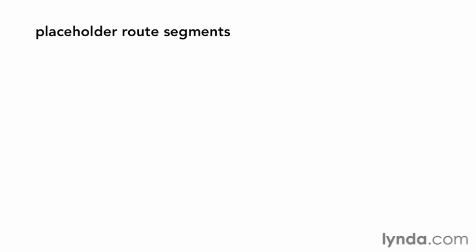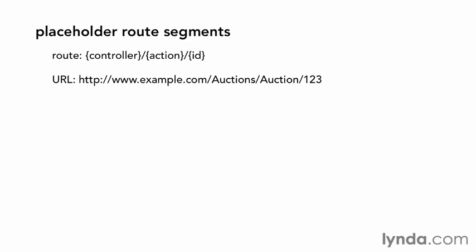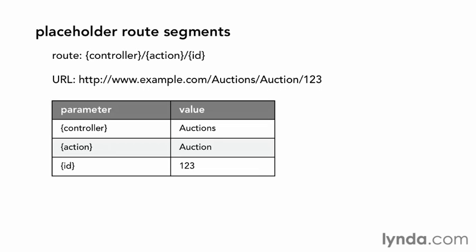Placeholder segments are indicated by wrapping the variable name in curly braces. For instance, the default route contains 3 placeholder segments: controller, action, and ID. When the routing engine parses a URL, it extracts the values at each placeholder position and uses them to populate an instance of the route data class. This class maintains a dictionary of all the important values contained in the route, and the ASP.NET MVC framework uses these values in a number of ways, not the least of which is determining which controller action to execute.